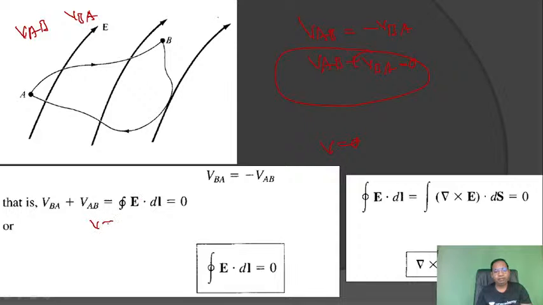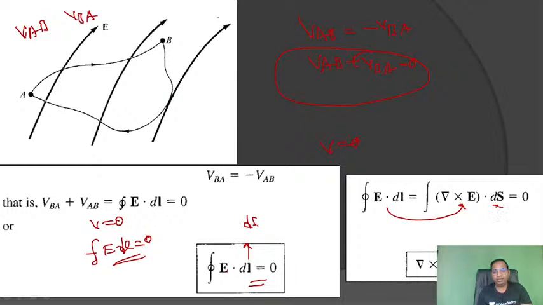So whenever V is equal to 0, in the previous session we went through that V is equal to minus integral E dot dl. So that becomes 0. Next, from this one we can write like this. If I convert the line integral into the surface integral, then I need to take the del cross E here. So finally I will get del cross E dot ds, and if I cancel the integration on both sides, then del cross E is equal to 0.